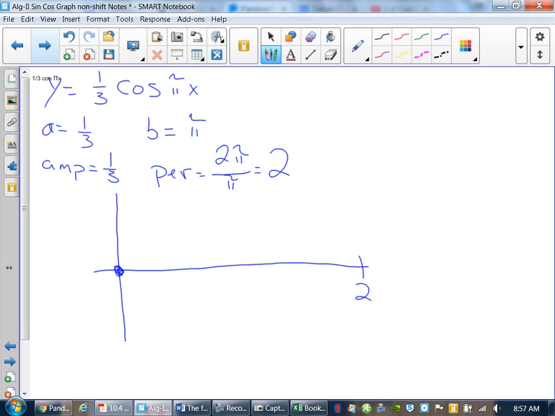Where are your breakpoints? What's half of 2? 1. What's half of 1? So used to writing pi over 2. And then what's going to be between 1 and 2? 3 halves, here we go.